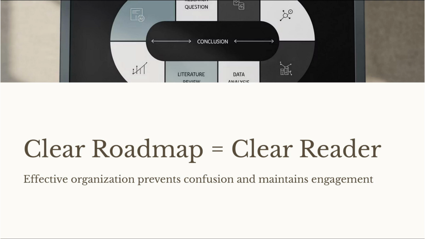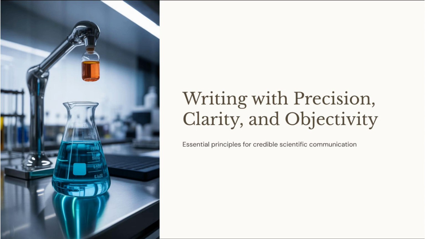A clear roadmap guides readers through thematic, chronological, or methodological structures, preventing confusion. This structured approach enhances understanding and maintains the reader's interest, setting the stage for precise, clear, and objective scientific communication. Precision in scientific writing ensures accuracy. Use specific terms to avoid ambiguity, like choosing correlated over related. Clarity involves simple language and logical structure, making content accessible to your academic audience. Objectivity requires focusing on evidence, letting research findings speak without personal bias. These principles enhance the credibility of scientific communication.